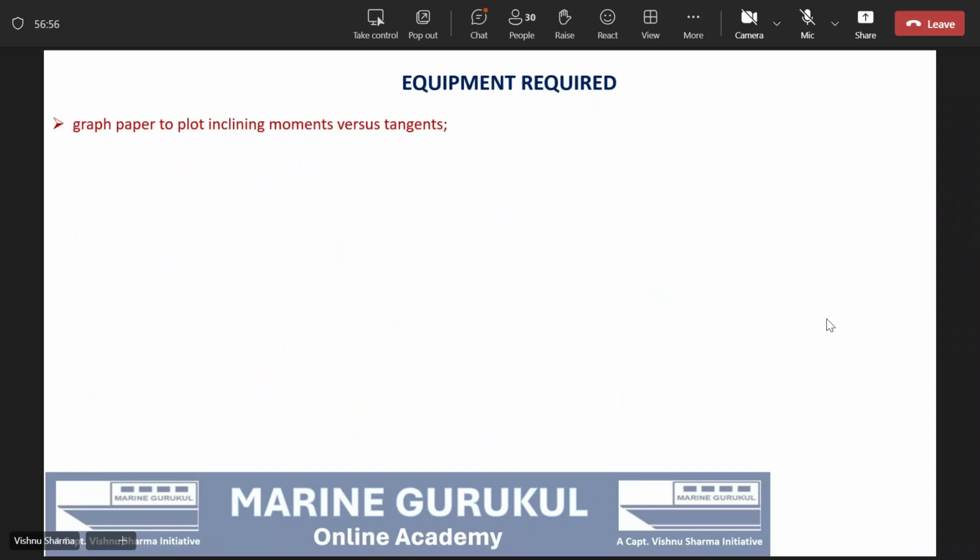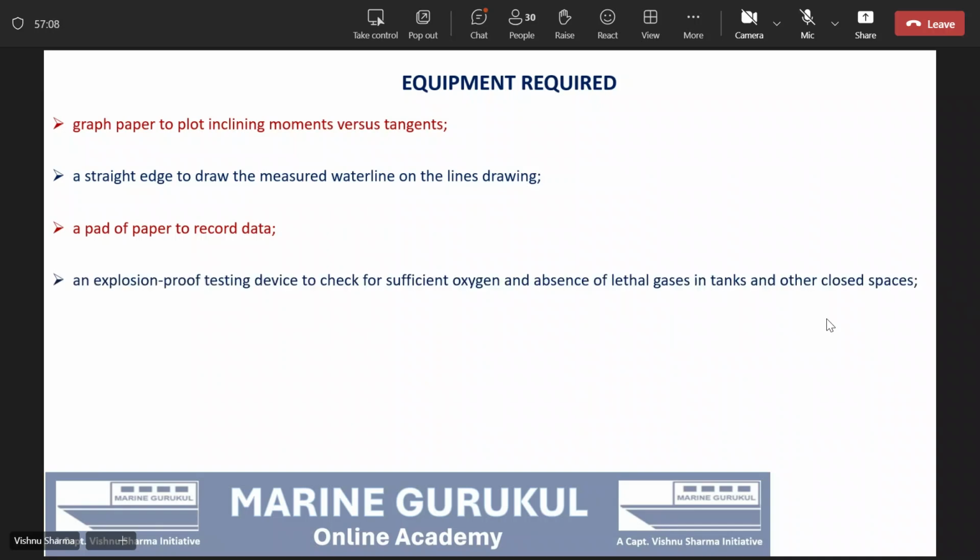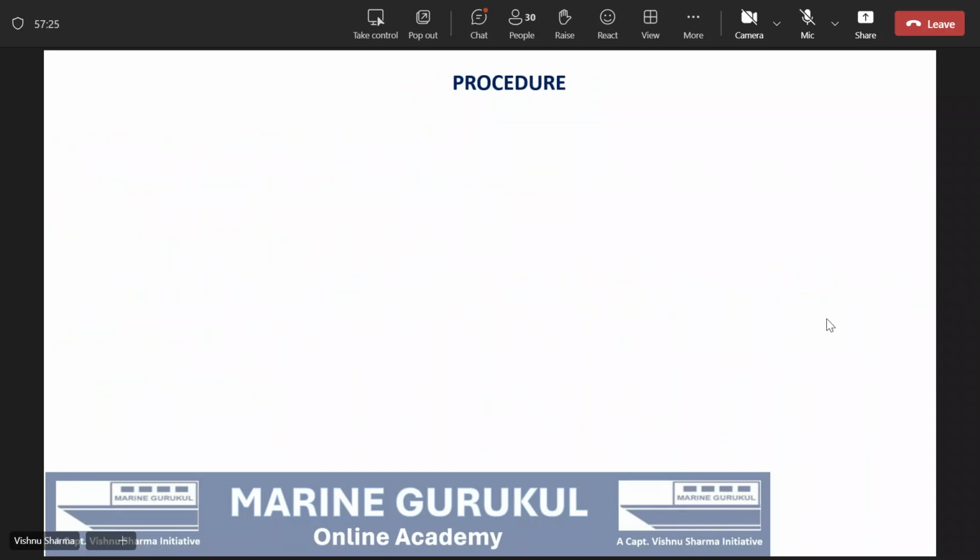Graph paper to plot inclining movements versus tangents. This you'll not require, but I'm just taking you through, don't worry. A straight edge to draw the measured water line on the lines drawing, forget about it. I'll just highlight the important things which you cannot afford to forget. A thermometer. Draft tubes if necessary. If there is choppy weather, then by eyes you may not be able to get good draft. Then you should use draft tubes if necessary.